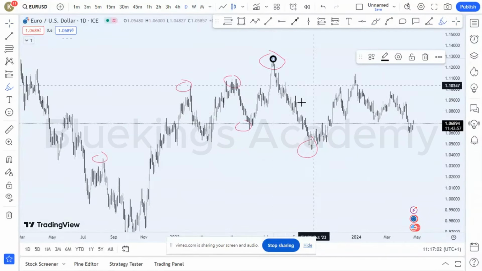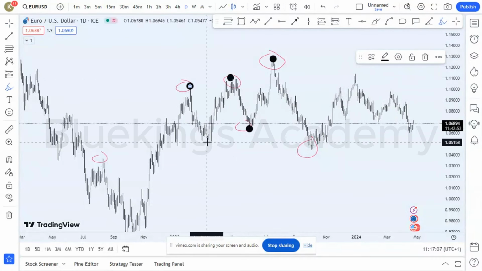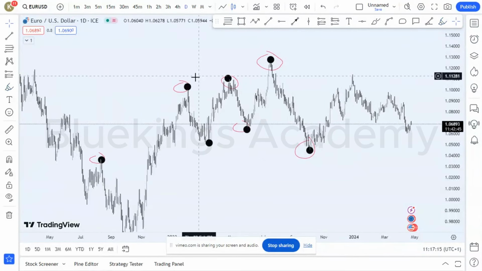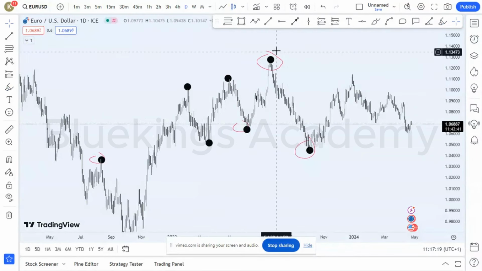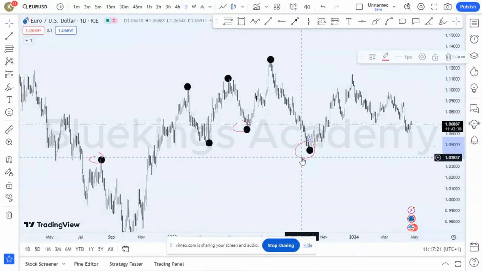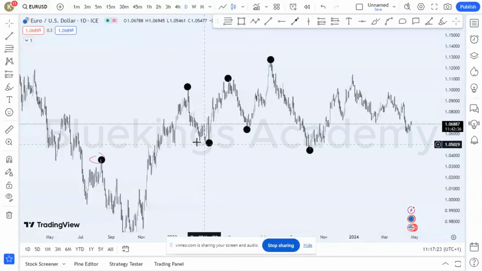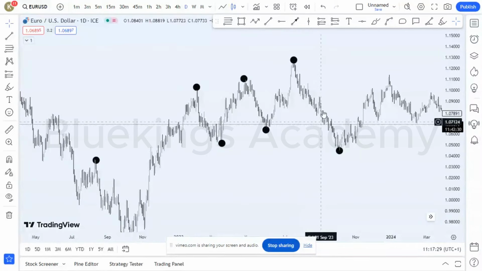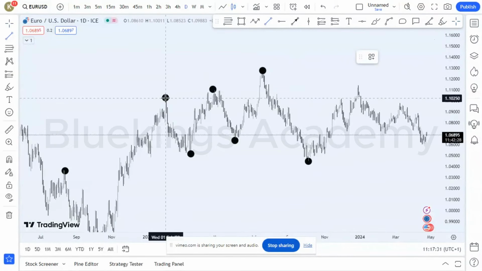So I'll mark these here, these here, these here, and this here. Okay, now I've got my externals. Simple, very simple, is it not? Now I'll remove these. Simple as ABC. So now we use our black lines to mark up everything.